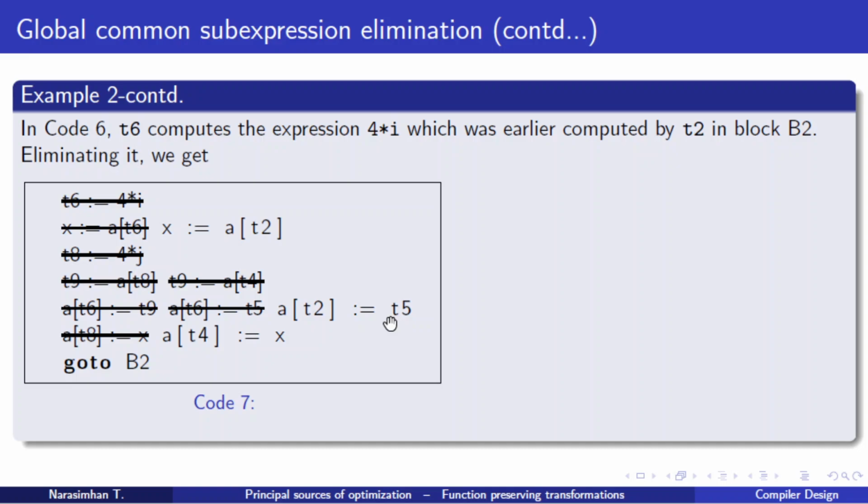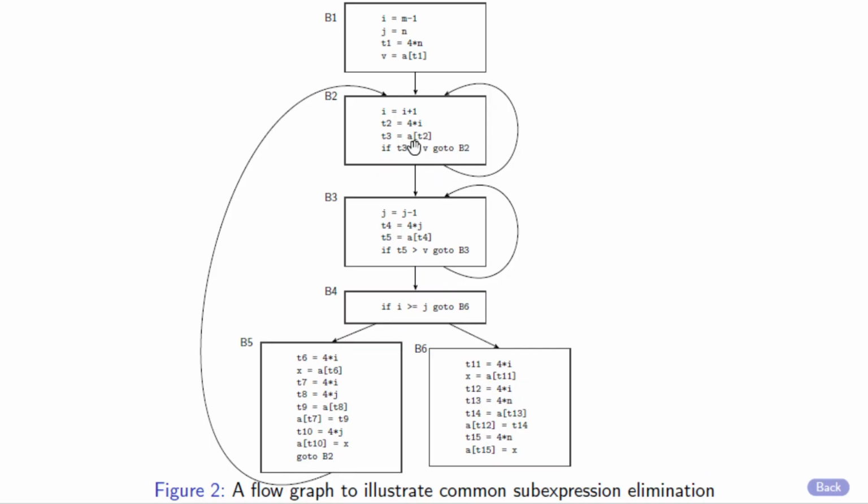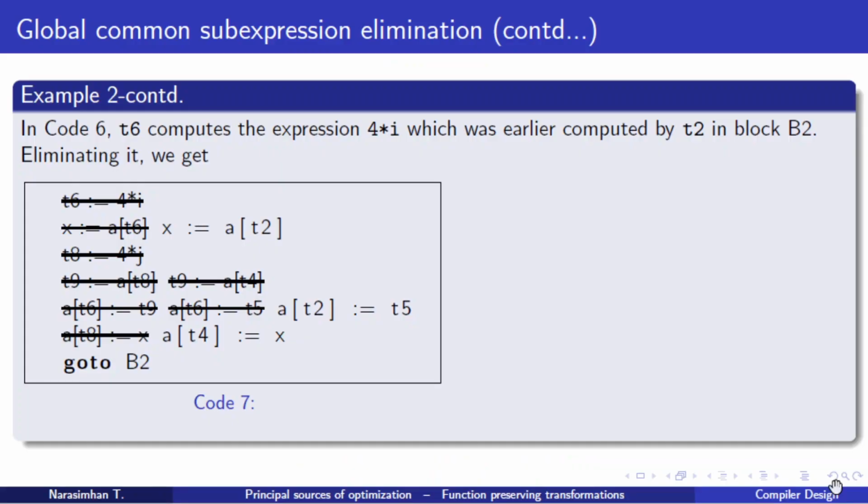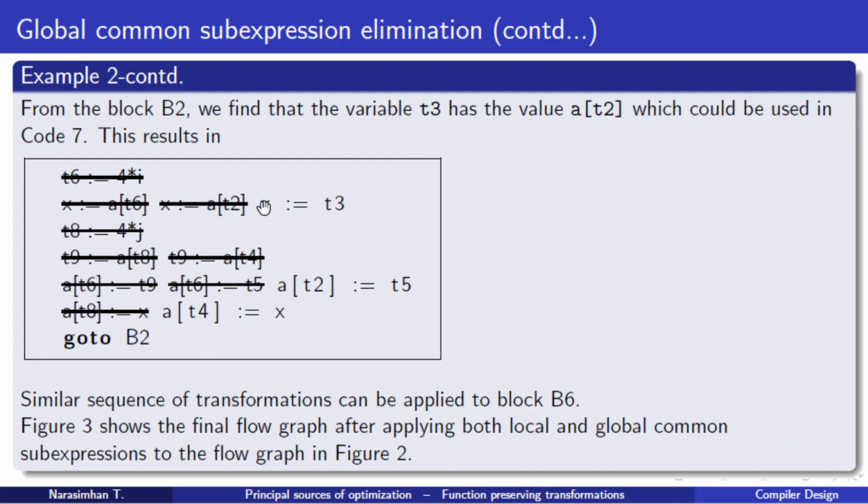There is one final optimization that we can do here, that is, in block B2 you find that A of T2 is held in the variable T3. So instead of A of T2 there, you can use T3. Do that also. X equal to A of T2 was the previous statement, that is now written as X equal to T3. So this is the end result of applying the global common sub-expression elimination to block B5 by considering the entire flow graph.